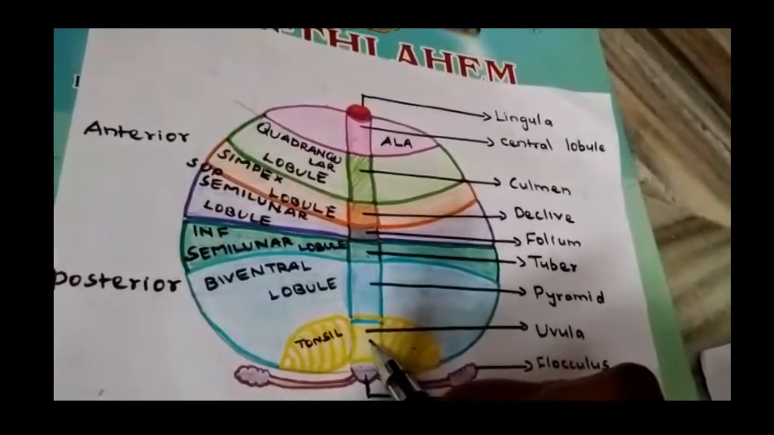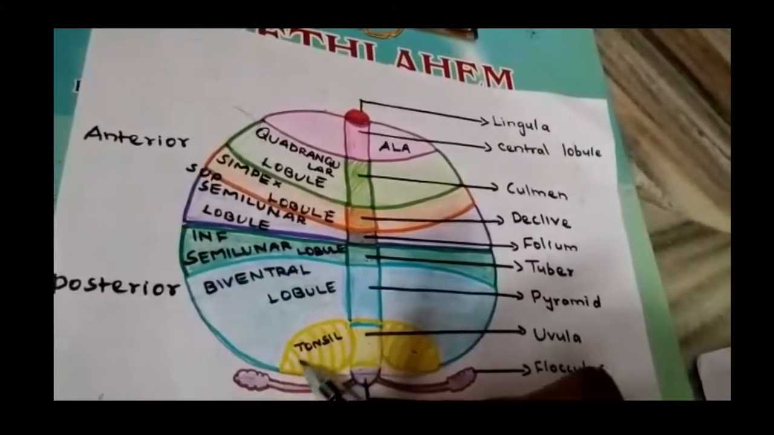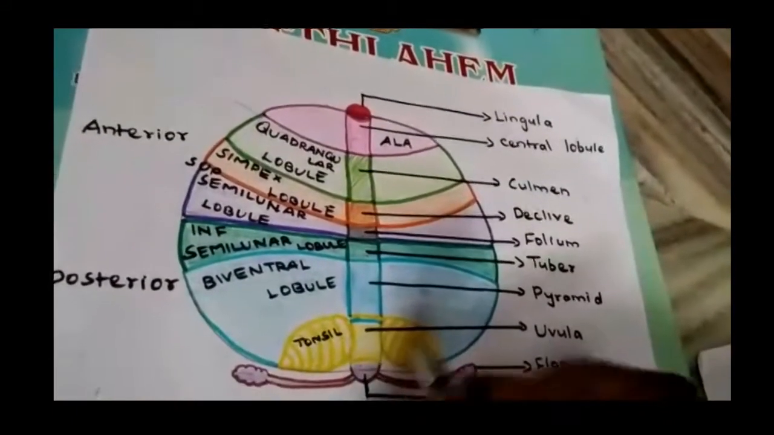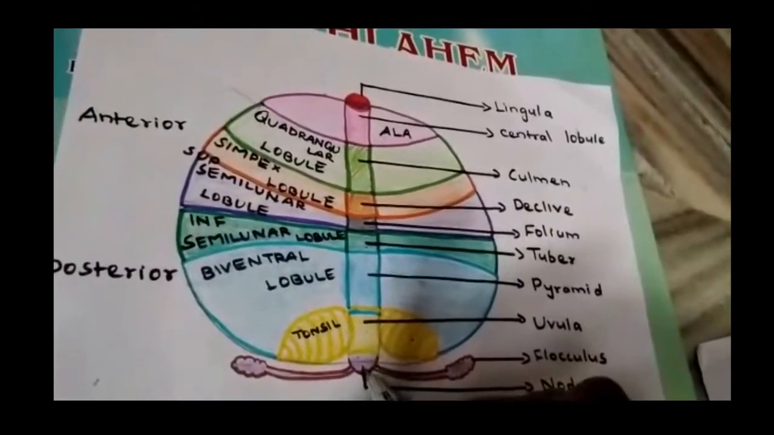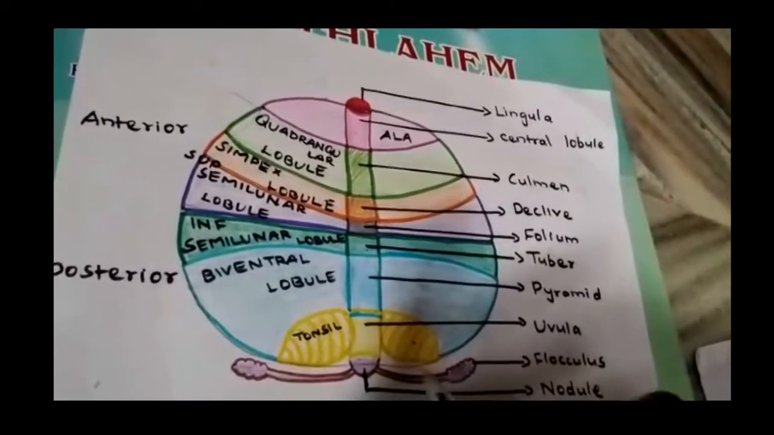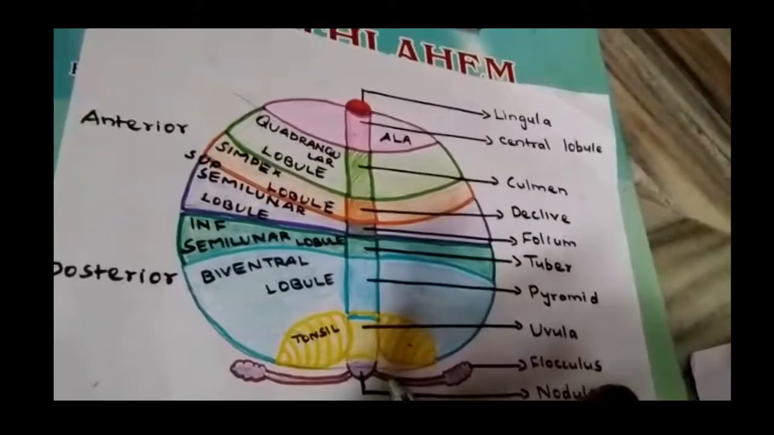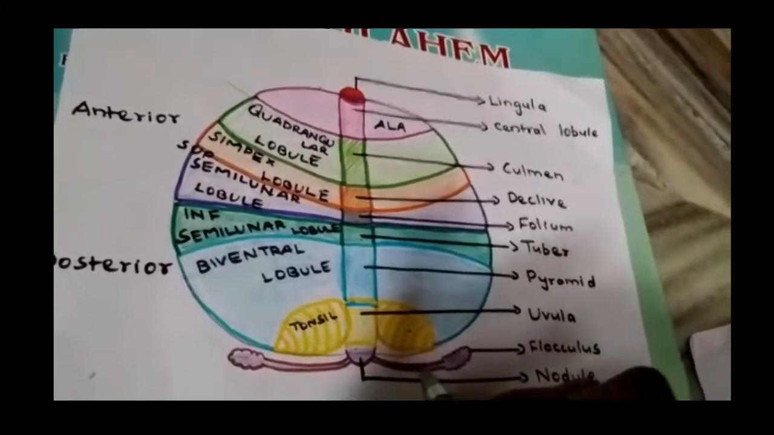Next part is the uvula, and it has lateral extension known as the tonsils. Next is the nodule. Its lateral extension is known as the flocculus.